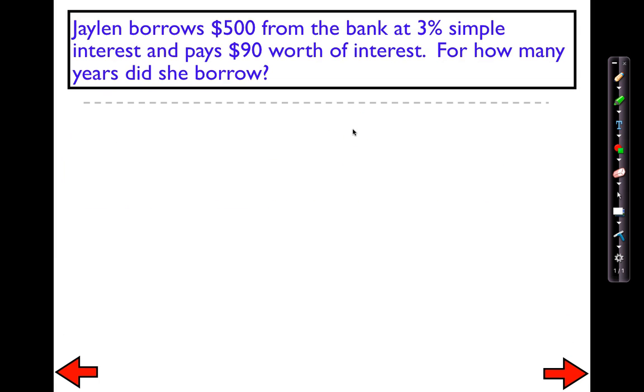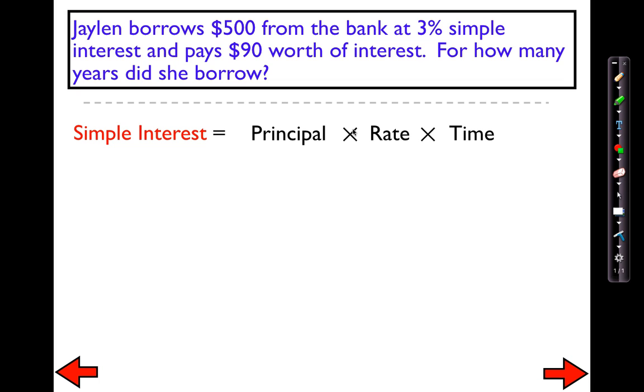So how would we solve something like this? Well, we're going to use an equation. So write this in your notes. It's basically simple interest is the principal times the rate, but also times the time. So this can also be known as I equals P times R times T. I standing for interest, P for principal, R for rate, and T for time.